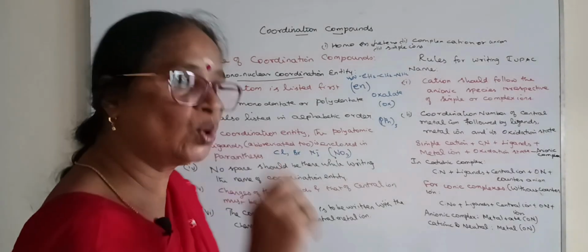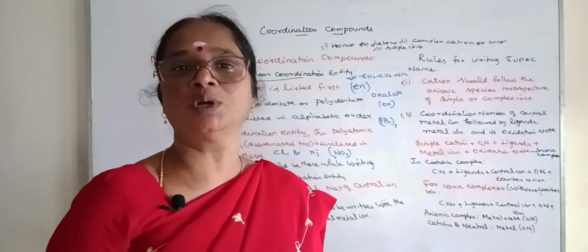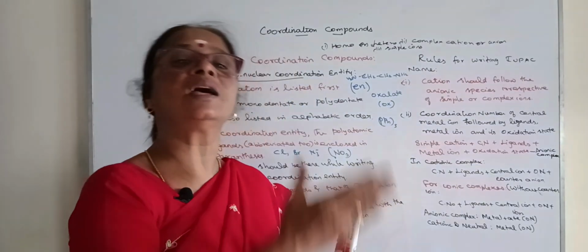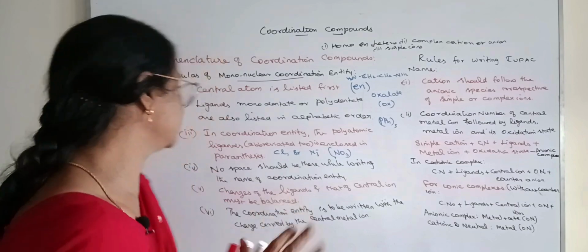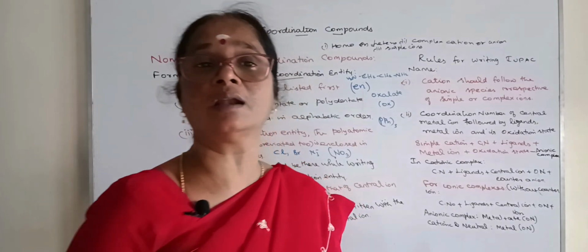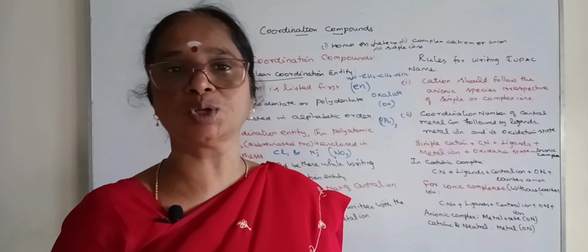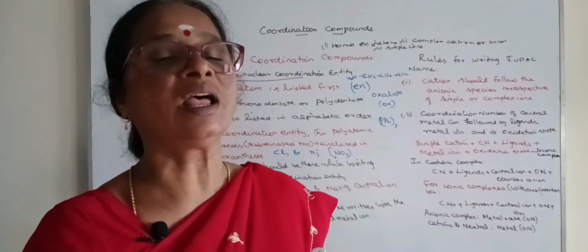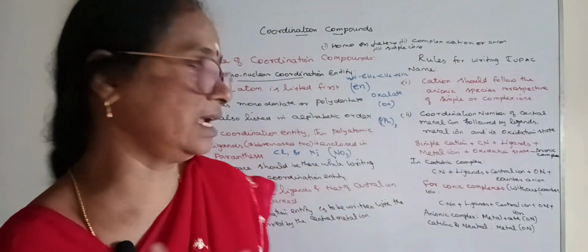Then while you write the IUPAC name of a coordination entity, no space should be given. We start from the coordination number, the ligand, the metal ion and its oxidation state, written without leaving any space. The charges of the ligands and the central metal ion have to be balanced, which gives rise to the charge of the complex. So the ligand charge and the metal ion charge are balanced in order to find whether the complex is neutral, cationic or even anionic.